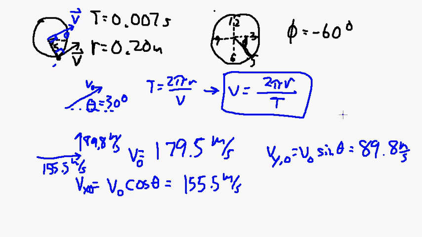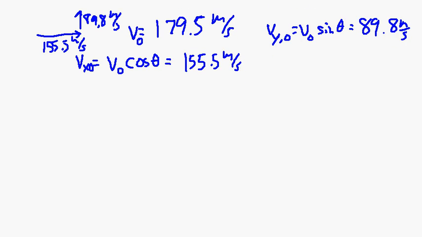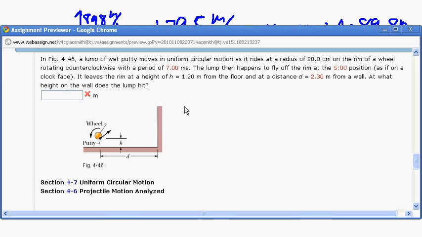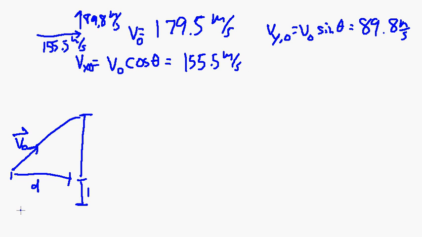Now, for the projectile motion bit, it's got to cross a distance. Basically, it starts out here with the V naught we just calculated, and it's going to cross some distance here, and we want to find out how high up it goes. So it splats against the wall somehow, and we're given that everything starts off, this distance here is 1.2 meters above the floor, and this horizontal distance d is 2.3 meters. We want to find this total height here. I'll call that h, fine.